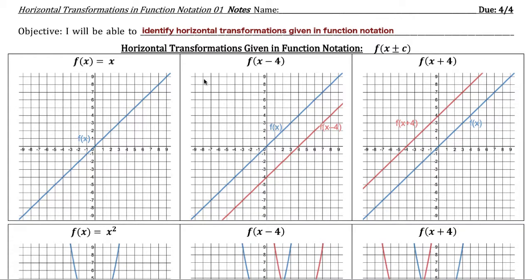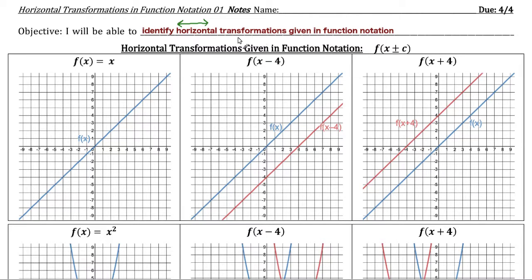Alright, so in this lesson, we will learn how to identify horizontal transformations given in function notation. I didn't mention this in the last lesson on vertical changes, but these are easier to see in tables. But the way they want us to learn them is in terms of geometric transformation, so to speak. So I'm going to show them to you visually, and that's why I'm showing you the graphs rather than the tables.